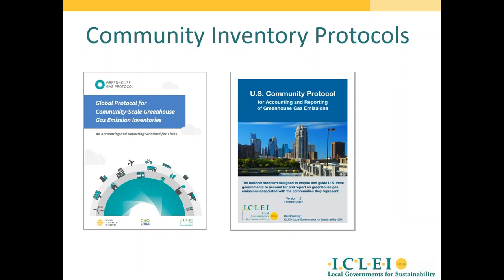So for the rule book for doing these local greenhouse gas inventories, there are a couple of approaches out there. They are, for the most part, well aligned with each other. There is the U.S. Community Protocol. ICLEI USA was the lead in developing this and had a lot of input from the cities and other local governments we work with. The first version came out in 2012, and just a few days ago we put out an updated version. It has a new chapter on forestry and land use emissions, so I recommend that you check that out.